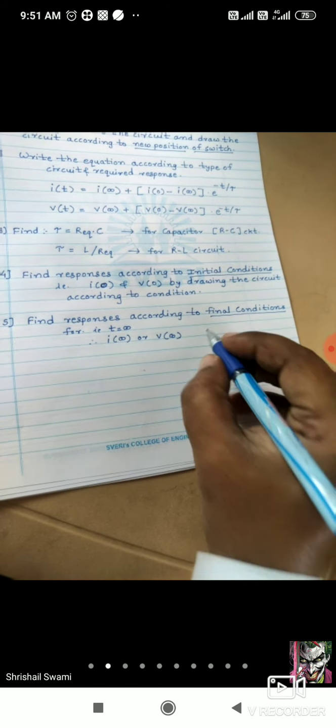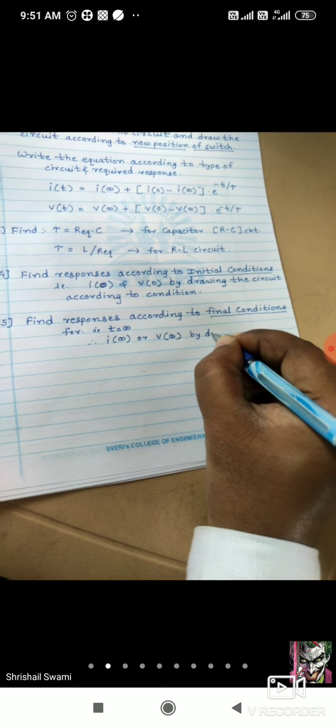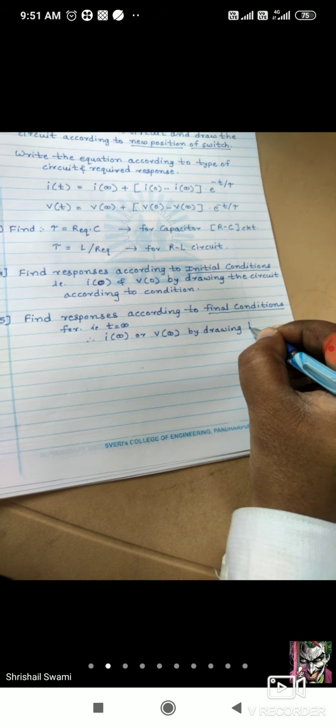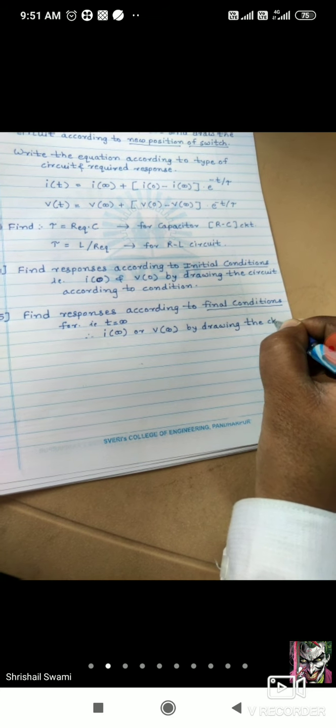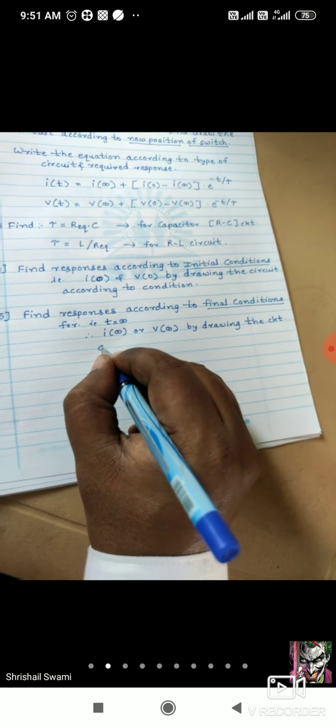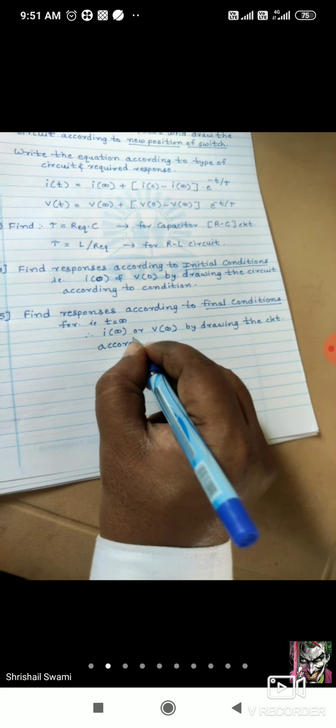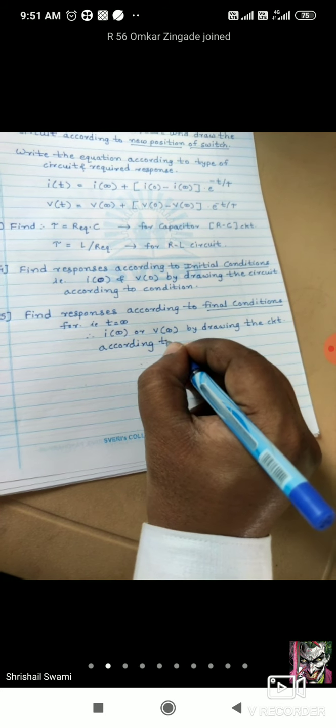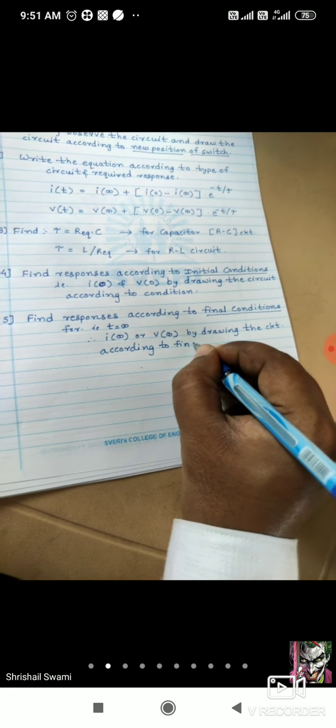Okay, by drawing the circuit according to condition, drawing the circuit according to final condition.